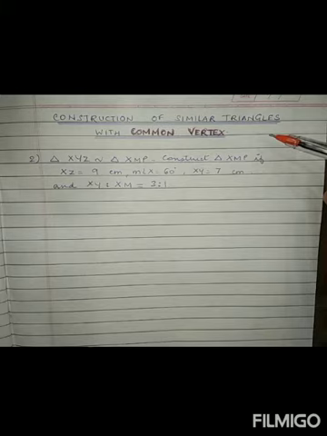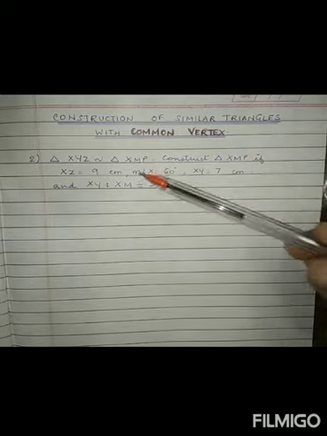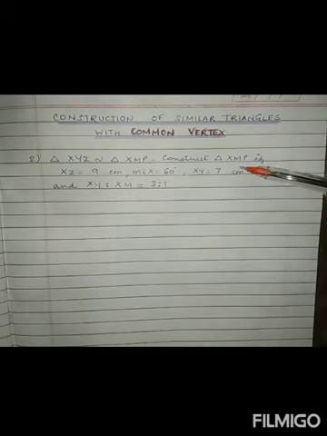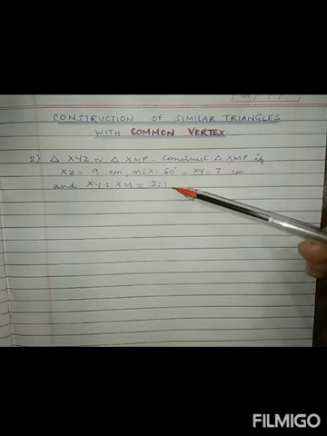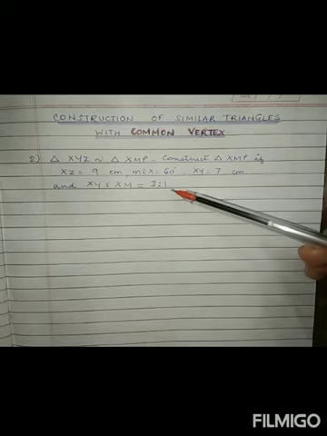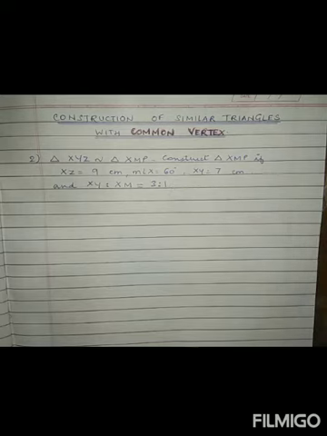Hello children, let us come to another sum for construction of similar triangles with a common vertex. It is given to us the triangle XYZ similar to triangle XMP. Construct triangle XMP if this data is given to us and XY to XM is 3:1. Now let us see what is given to us and which is the original triangle.